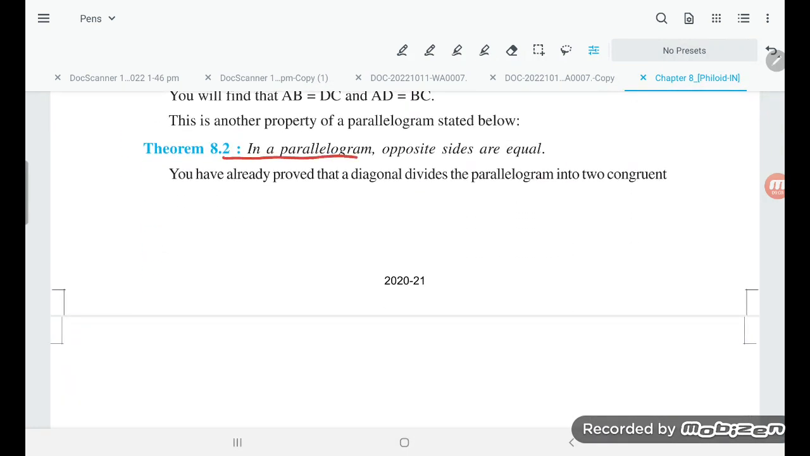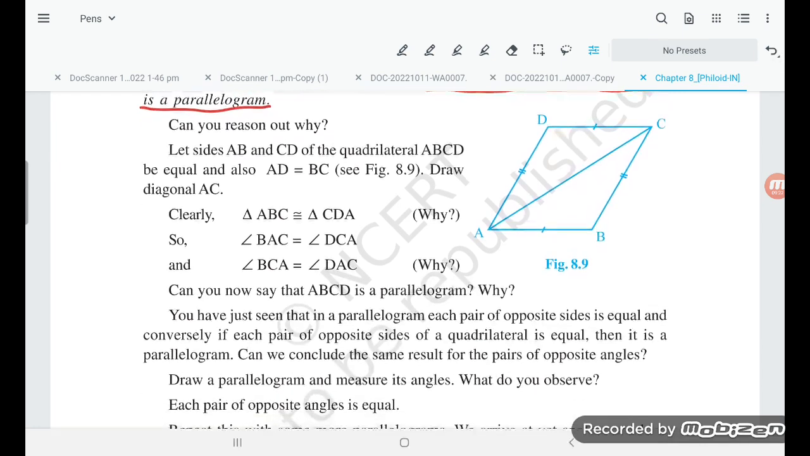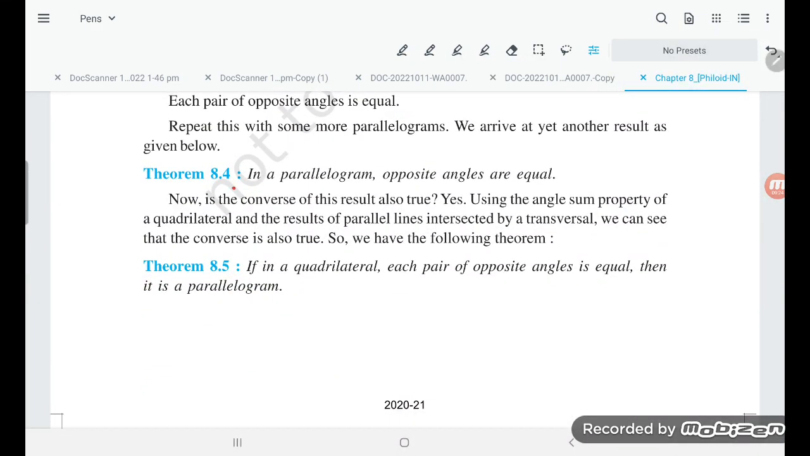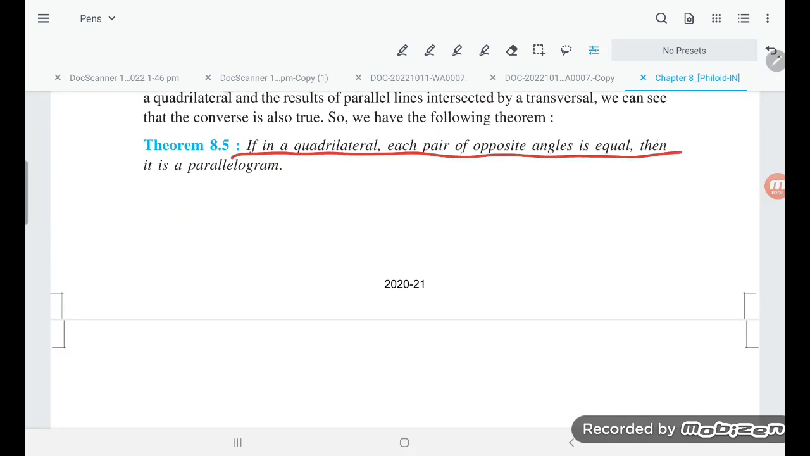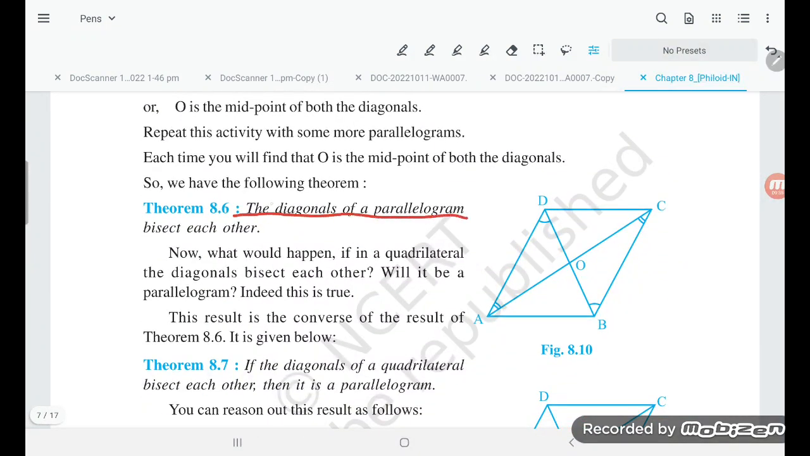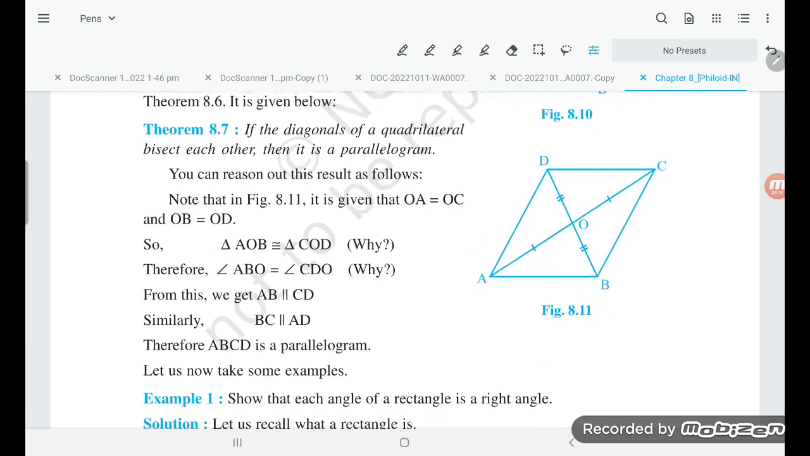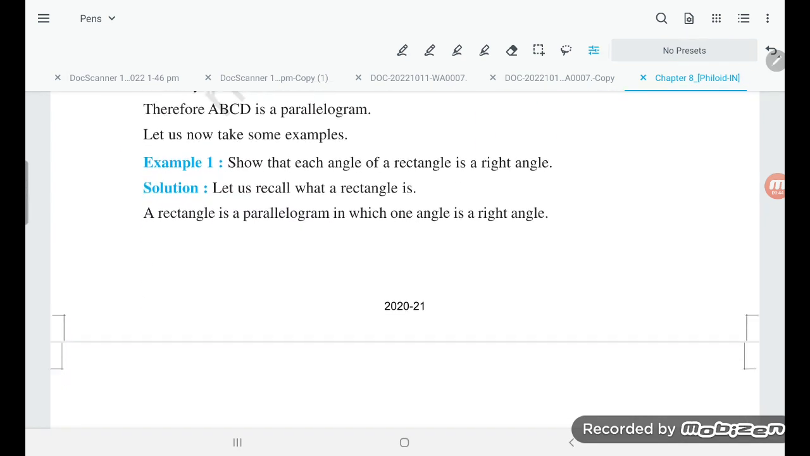Second one, in a parallelogram opposite sides are equal. That also you need to prove. If each pair of opposite sides of a quadrilateral is equal, then it is a parallelogram. Next one, in a parallelogram opposite angles are equal. If in a quadrilateral each pair of opposite angles is equal, then it is a parallelogram. The diagonals of a parallelogram bisect each other. Next one, if the diagonals of a quadrilateral bisect each other, then it is a parallelogram.